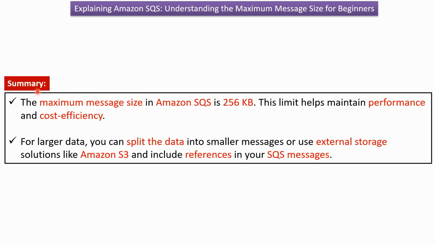Now we will see the summary. The maximum message size in Amazon SQS is 256 KB. This limit helps to maintain performance and cost efficiency. For larger data, you can split the data into smaller messages or use external storage solutions like Amazon S3 and include references in your SQS messages.